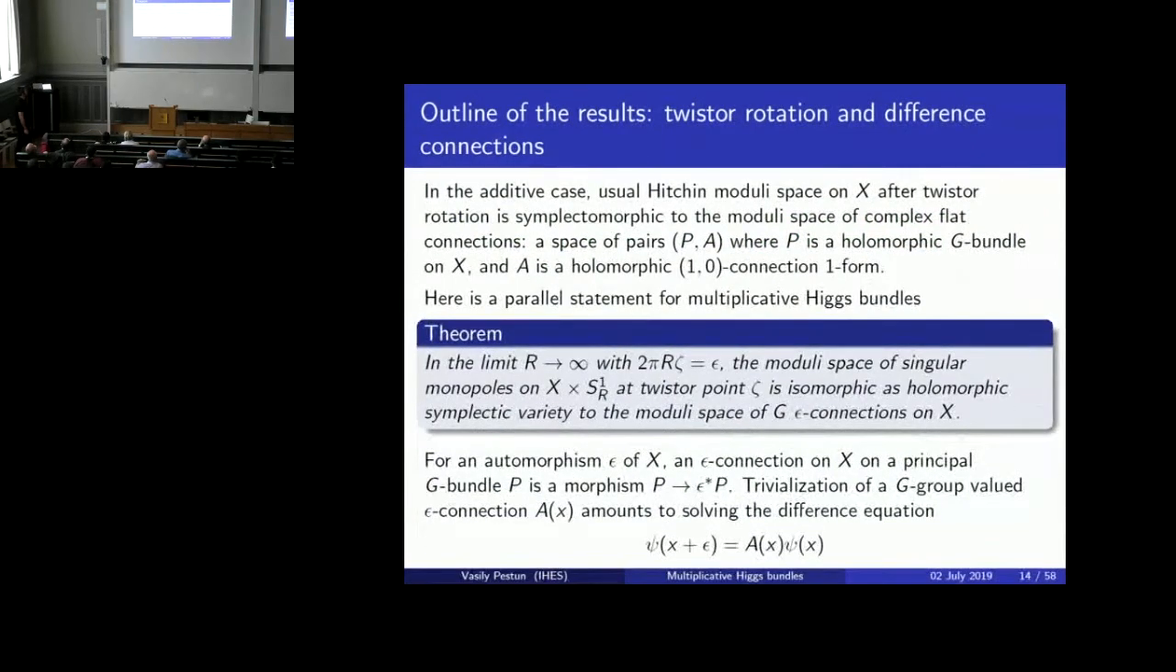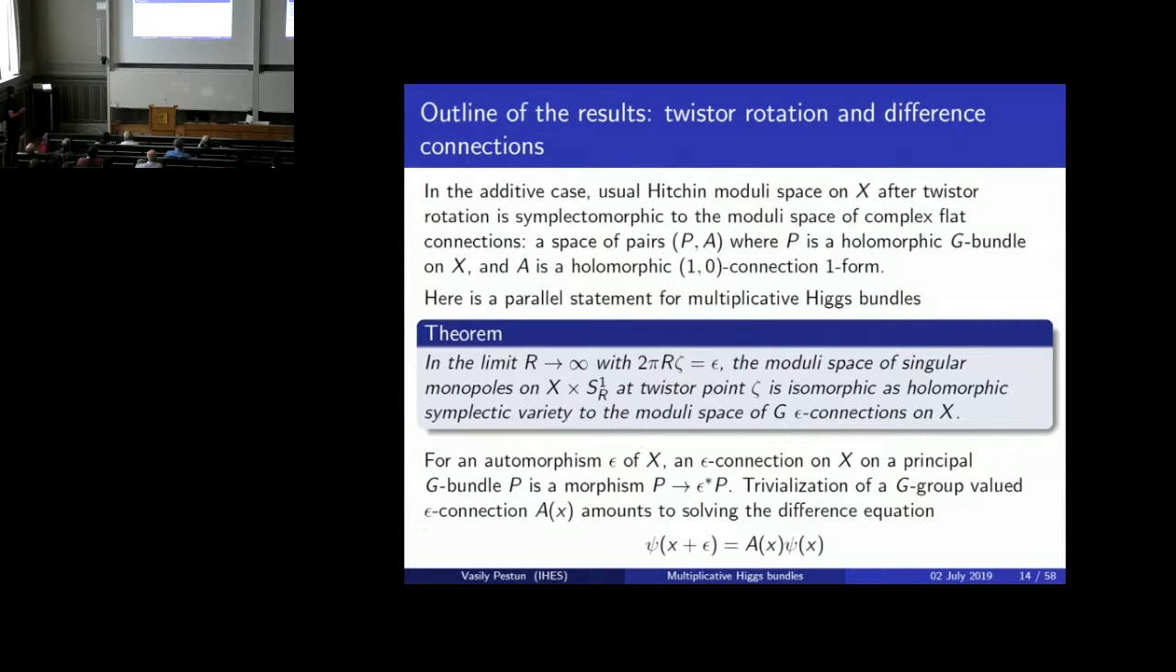So the next point is that we can consider now twistor rotation and ask what's the geometry, what's the interpretation of this geometry after the twistor rotation. So recall that in the additive case, in the case of Hitchin moduli space, after twistor rotation, if you look at its holomorphic symplectic variety, you find that it's isomorphic to the moduli space of complex flat connections. That's a space of pairs (P, A), where P is a holomorphic G bundle on X, and A is a holomorphic 1-0 connection 1-form.